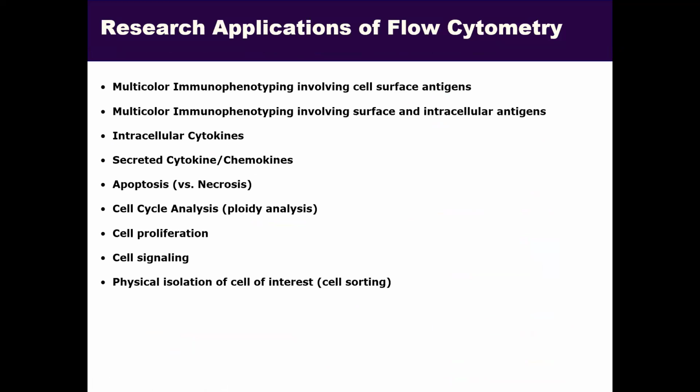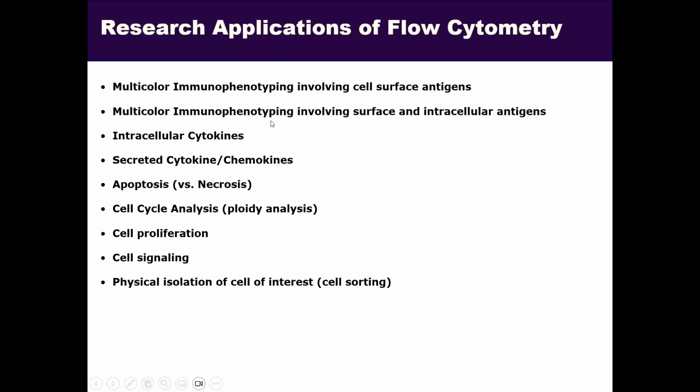So you can use it for multicolor immunophenotyping, involving cell surface antigens and also intracellular antigens. If you remember, I was talking about multicolor or polychromatic flow cytometry. This is what I mean. When you use multiple markers, multiple colors in just one tube, that is what we call polychromatic flow cytometry. Then there is intracellular cytokine you can read.